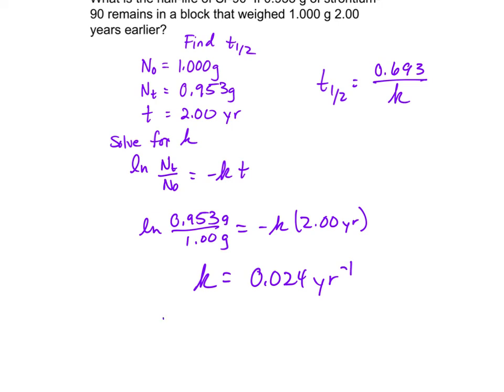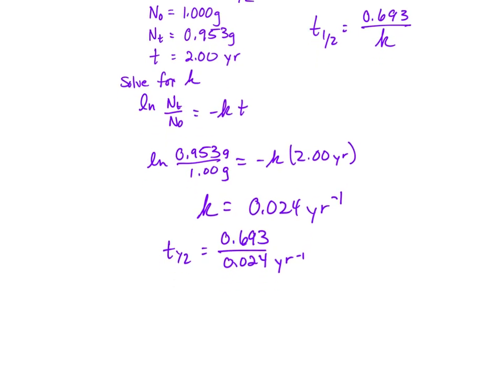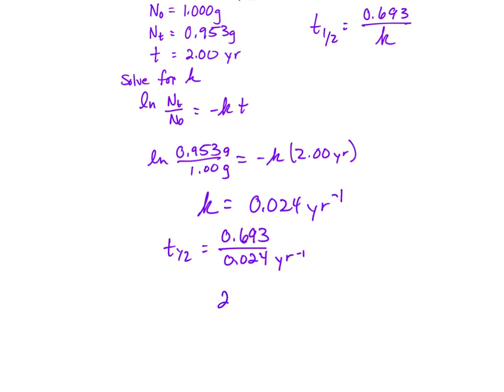Then we can solve for T1/2. T1/2 equals 0.693 over 0.024 inverse years, and we will end up with 28.9 years for the half-life of strontium-90.